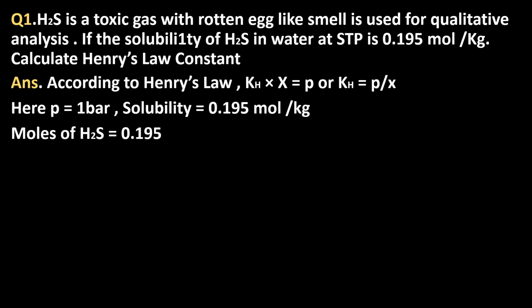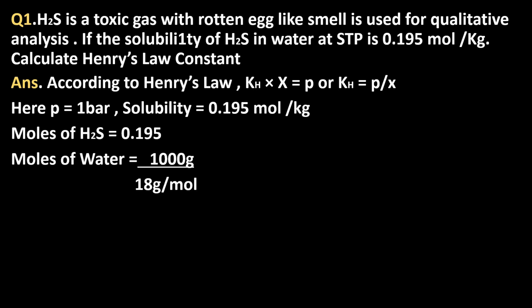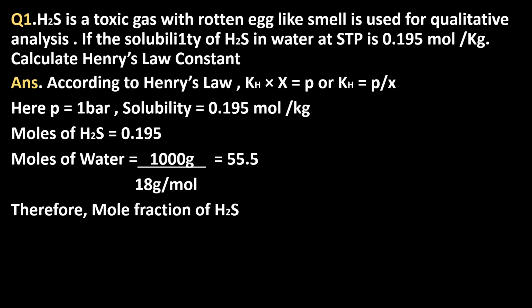Moles of H2S is obviously 0.195, which is very clear. Moles of water: to calculate the moles of water, it is in 1 kg. That is 0.195 moles in 1 kg. That is 1000 grams. So, mass by molar mass. So, the mass is 1000 divided by molar mass of water, which is 18, which you get as 55.5.